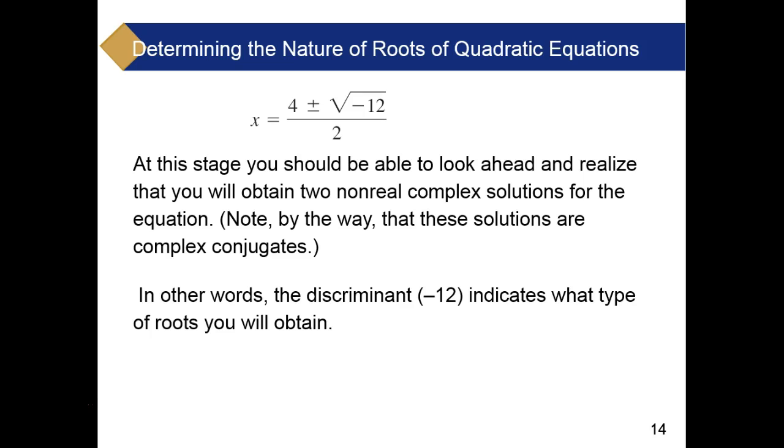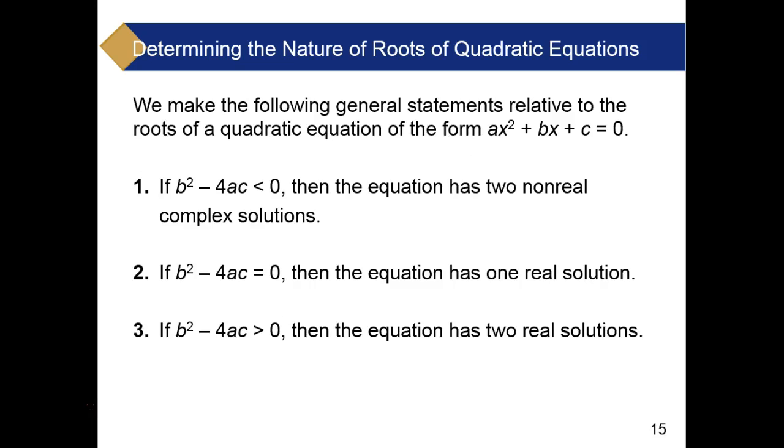A pretty important thing to look at when you are trying to solve a quadratic equation. It may save you a lot of trial and error and other type things. See what the discriminant says. It's pretty easy to do. So, here's how they say it. We make the following general statements relative to the roots of the quadratic equation of the form ax squared plus bx plus c is equal to 0. We call that the standard form. Make sure that's a 0 over there. You have these in this order.